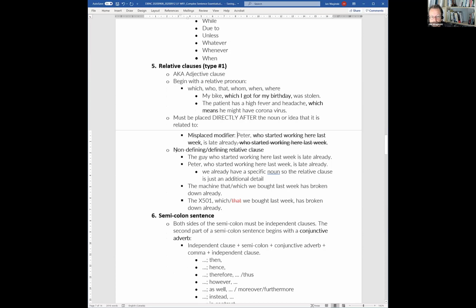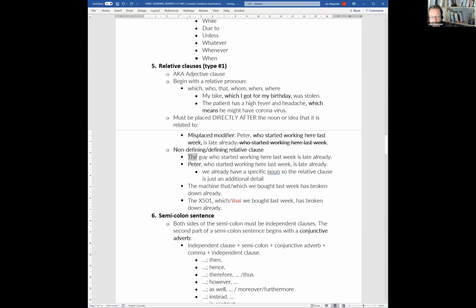In terms of punctuation, we have two kinds of relative clauses. We have ones that are non-defining and ones that are defining. So we just looked at this sentence. Peter, who started working here last week, is late already. We know who Peter is. This is a very specific subject. So who started working here last week is a detail. We put it inside commas. If we get rid of this detail, Peter is late already, we already know who you're talking about. There's no confusion.